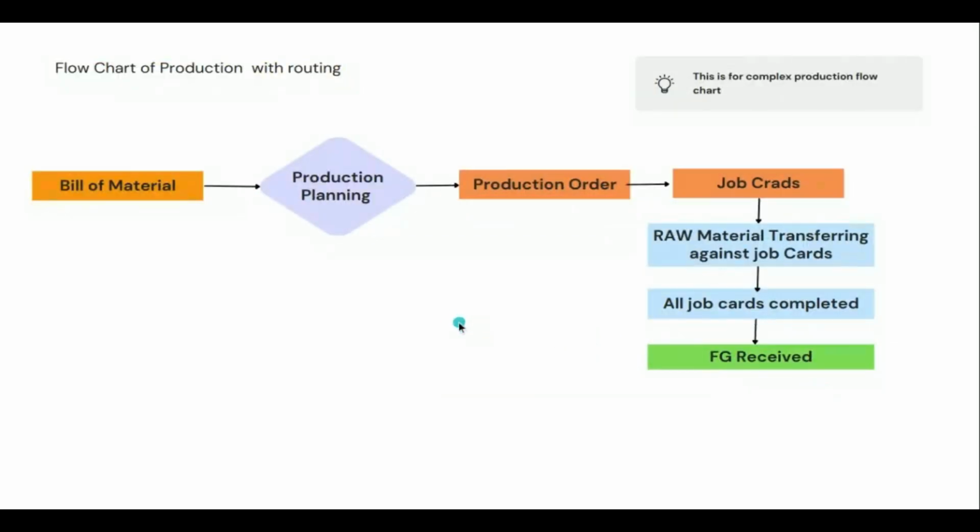So in a complex manufacturing process, our process would be like this: first we will create the bill of material, then production planning, and then the work order. Then from the work order, the system will generate the job cards. Sorry for the spelling, it will be job cards. Against the job card, we need to issue the raw materials. Once all the job cards are completed, we will record the timings of how long it took to finish the entire job cards, and after that finally we will receive the finished goods.